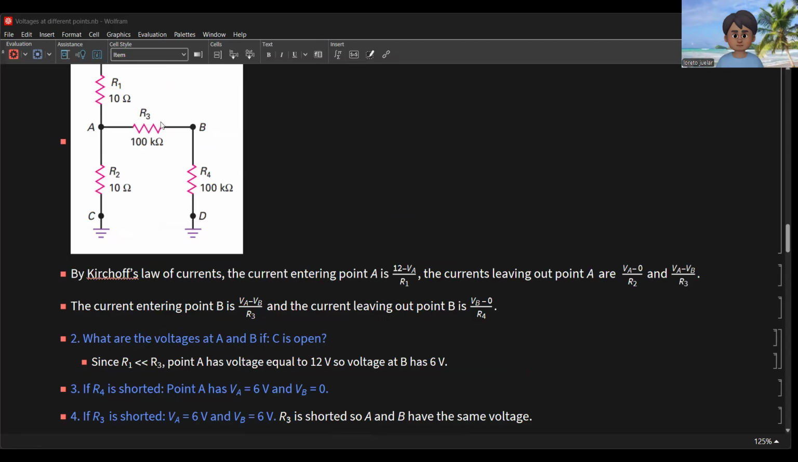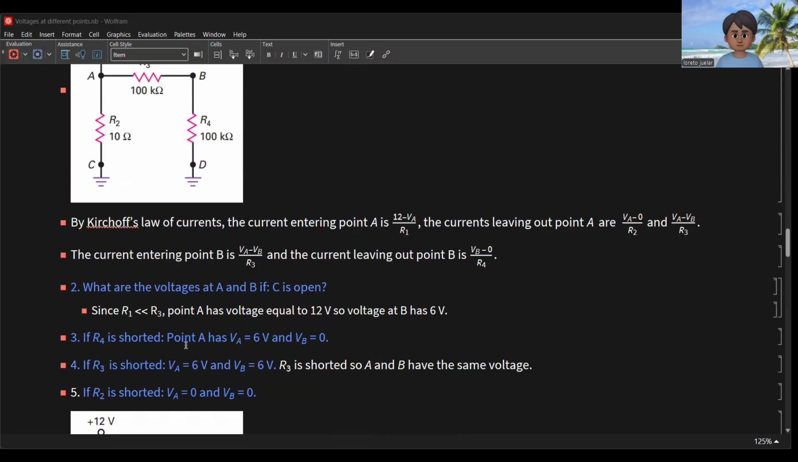So from A to B, the voltage drop is 6 volts, and here from B to D, the voltage drop is 6 volts. So if R4 is shorted, meaning the R4 here is equal to 0, the point A has a voltage equal to 6 volts, and the voltage at point B is equal to 0.